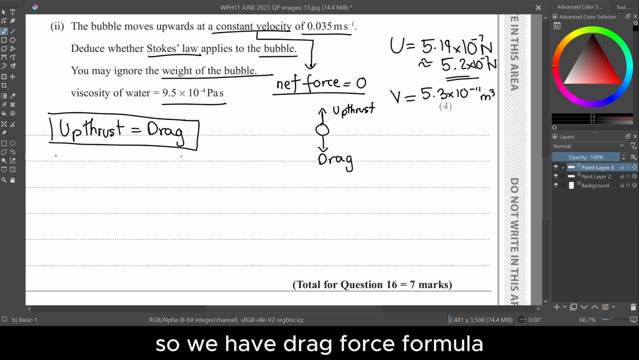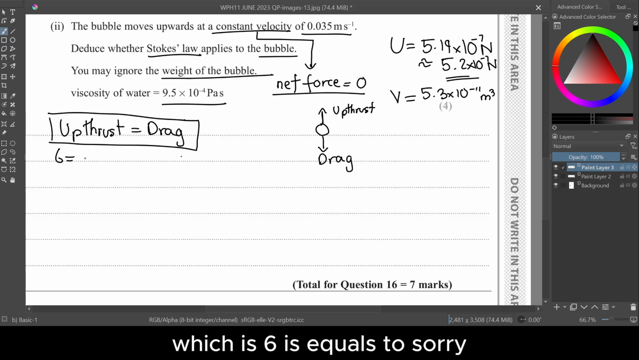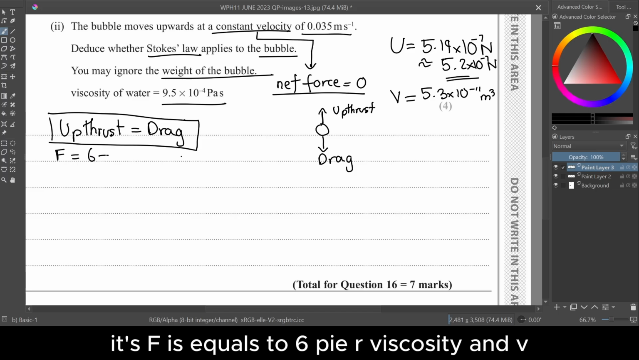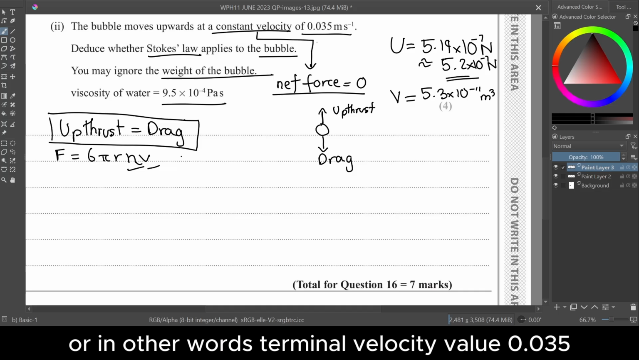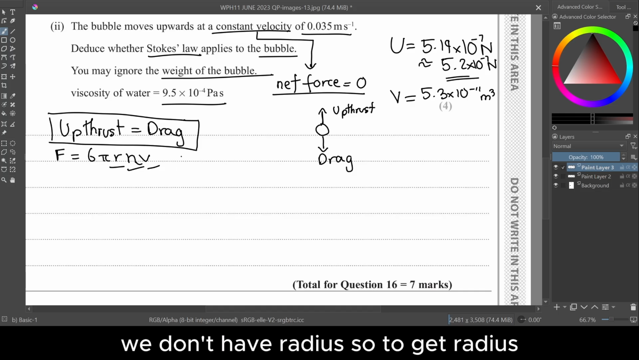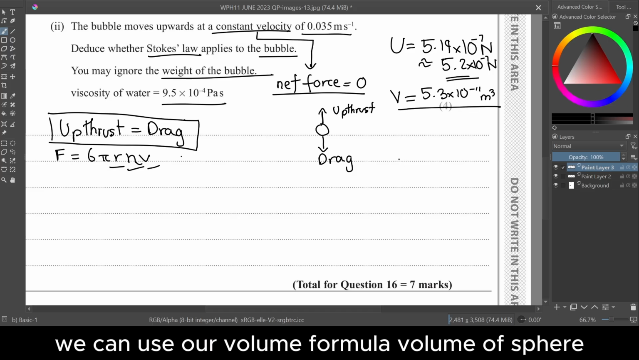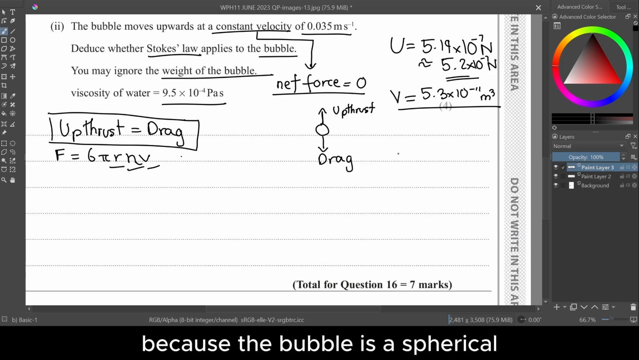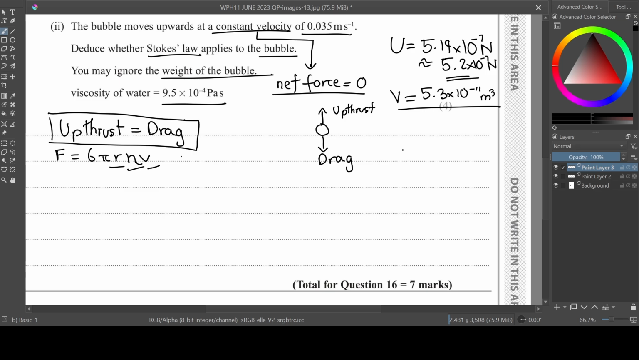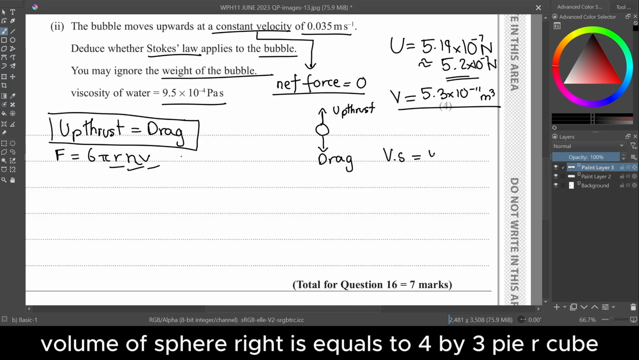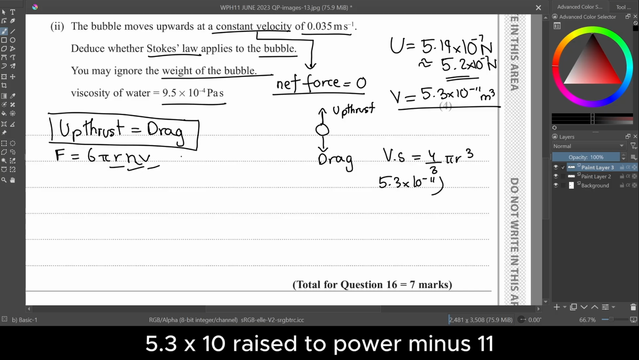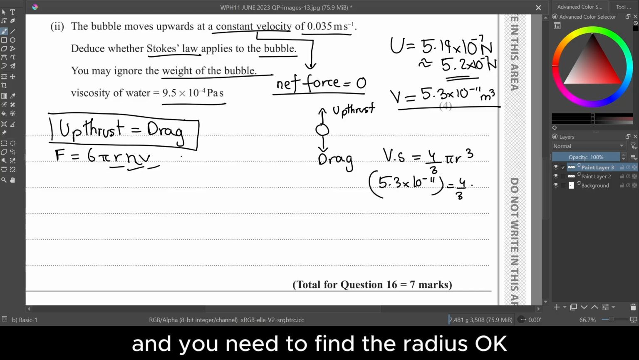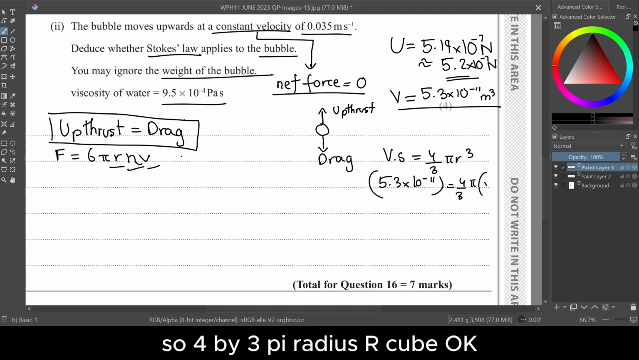So let's calculate the drag force. We have the drag force formula, F is equal to, sorry, not 6, my bad, F is equal to 6 pi r viscosity and v. So we have the viscosity value and we have the constant velocity, or in other words terminal velocity, value 0.035. We don't have the radius, so to get the radius we can use the volume formula of a sphere, because the bubble is a small spherical object. So volume of sphere is equal to 4 by 3 pi r cube. We have the volume, which is 5.3 times 10 raised to power minus 11, and we need to find the radius.